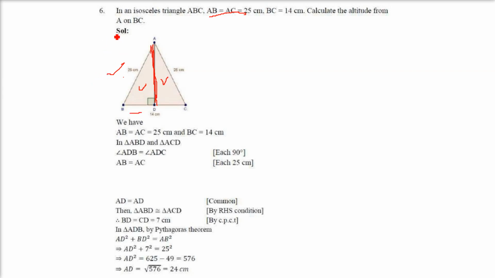AD is the altitude. So first triangle, this triangle and this triangle. This is 90 degree, this is 90 degree. This side is equal to this side, and this side is common. So by RHS congruency theorem, this triangle is equal to this triangle. That is, ABD is congruent to ACD. So when they are equal, this side will be equal to this side. This whole is 14, so this will be 7, half. And this is already given as 25.